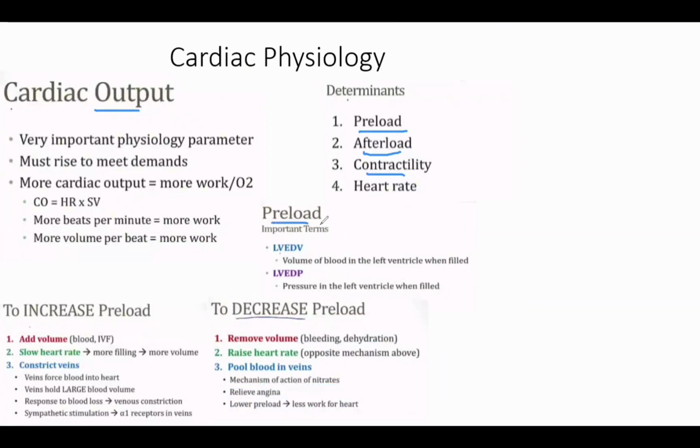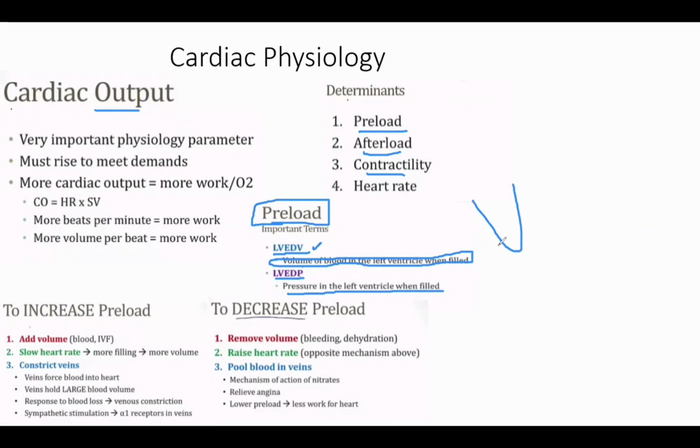Here are some terminologies which are equivalent to preload. That is the left ventricular end diastolic volume. The volume of blood in the left ventricle when the ventricle is filled. Okay, and practically this volume measurement is almost impossible and it is very hard to determine this volume. So practically we use the left ventricular end diastolic pressure. That is the pressure in the left ventricle when the ventricles are filled.